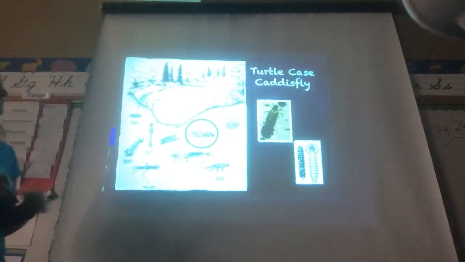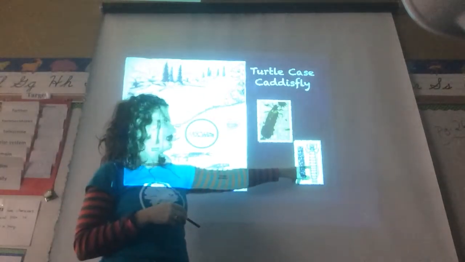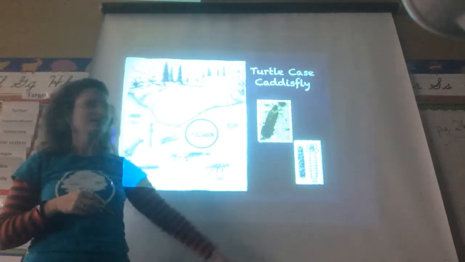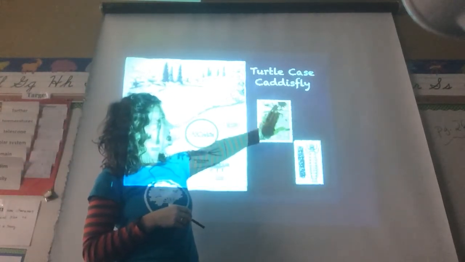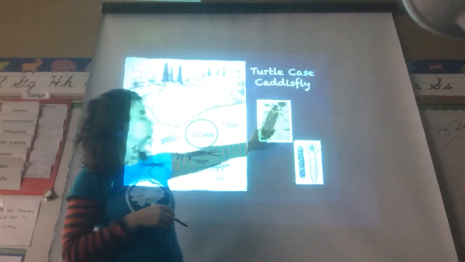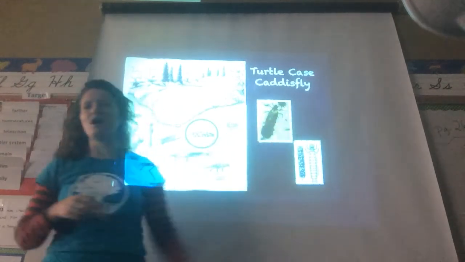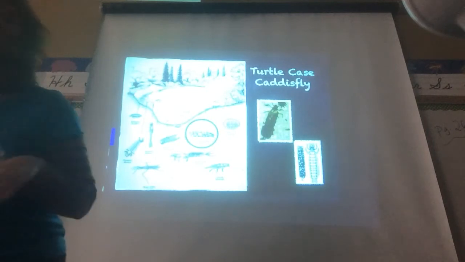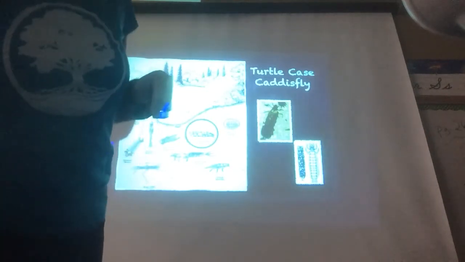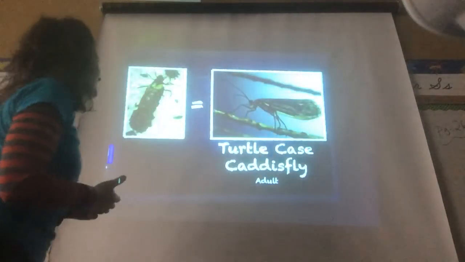Do you think that the caddisfly has to have gills on it? Yeah, do you see the little gills on the abdomen? And then it's stuck its little case to the rock. What do you think it pops its little head out and eats? Algae. You're absolutely right.